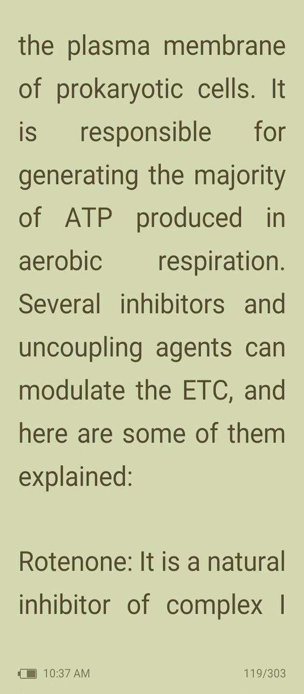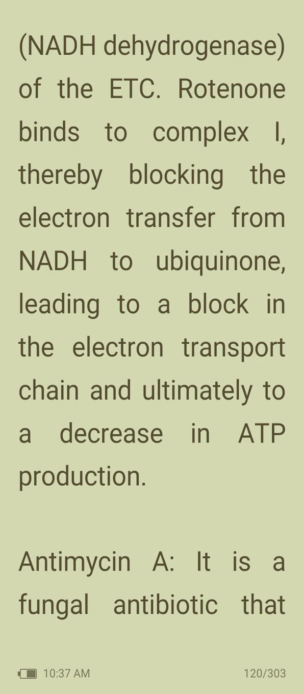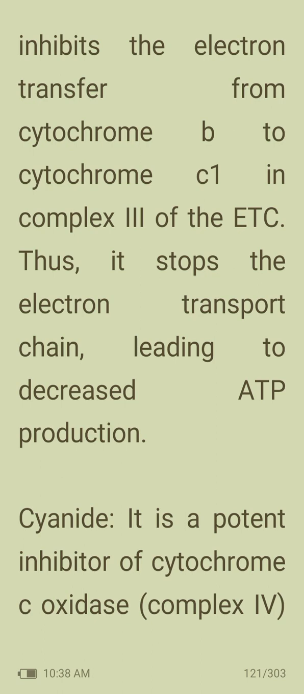It is a natural inhibitor of complex 1, NADH dehydrogenase, of the ETC. Rotenone binds to complex 1, thereby blocking the electron transfer from NADH to ubiquinone, leading to a block in the electron transport chain and ultimately to a decrease in ATP production. Then antimycin A. It is a fungal antibiotic that inhibits the electron transfer from cytochrome B to cytochrome C1 in complex 3 of the ETC. Thus, it stops the electron transport chain, leading to decreased ATP production.